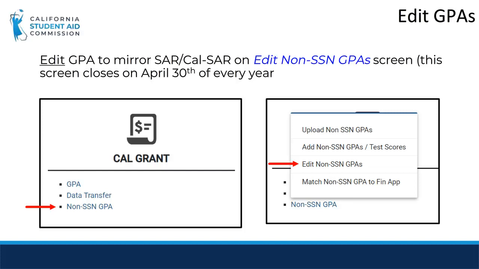You can find this by logging into your Web Grants, going to Cal Grants, clicking on non-SSN GPA, and then clicking on Edit Non-SSN GPA to make edits to your student's account so it matches their SAR or CalSAR. Make sure that you save any changes that you make. And step 4, you can force match the edited GPA to the corresponding financial aid application.